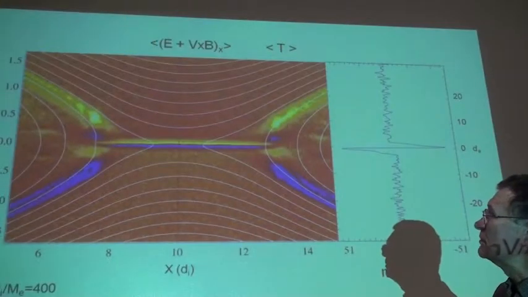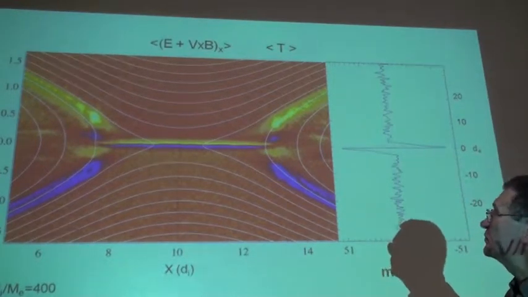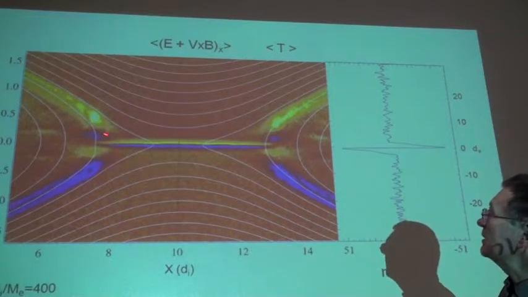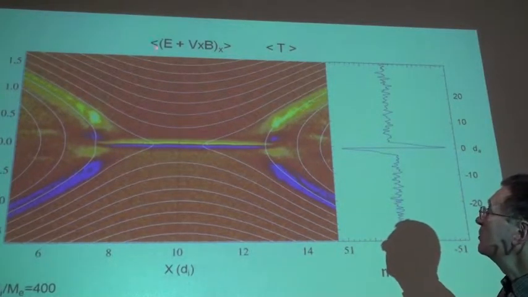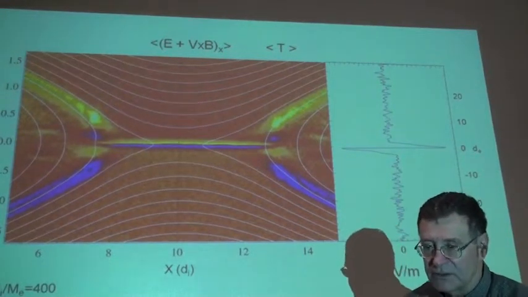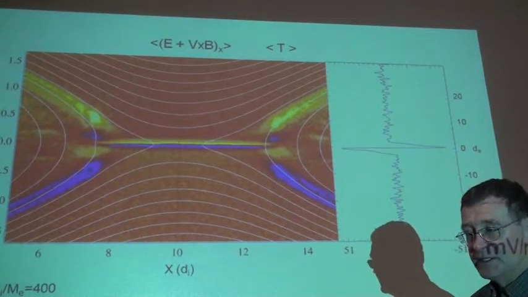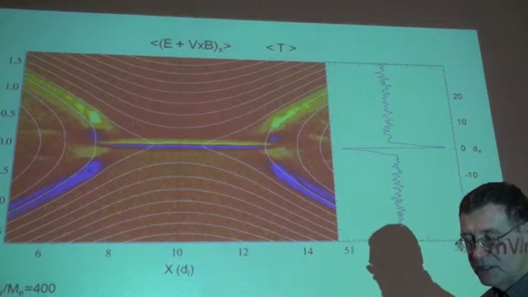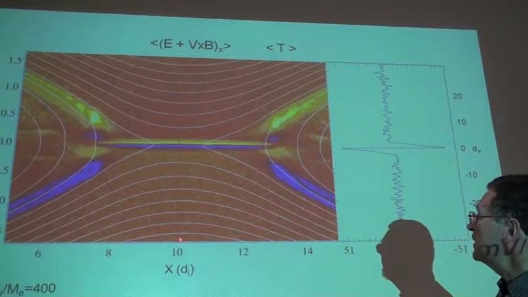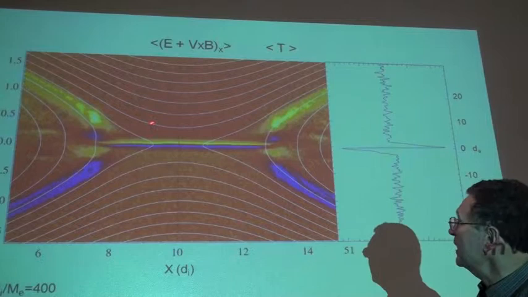So this is a computer simulation of one of these diffusion regions that we believe exists around the Earth, on the Sun, in astrophysical situations, in which what we're plotting here is a color-coded plot of essentially what is called E plus V cross B, which is essentially the electric field in the frame of reference of the plasma. And it's this electric field in that frame that essentially breaks the connection of magnetic fields, as is seen in this picture, as the magnetic fields flow in from the top and from the bottom, and then reconnect in this region called the diffusion region, or the X-line region.